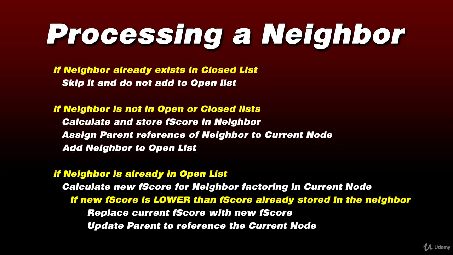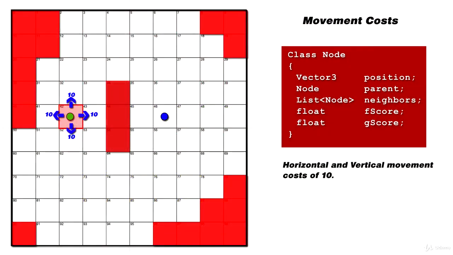Now, don't worry if you're feeling a little bit confused at this point and are having trouble seeing the big picture. We're going to step through this process every step of the way with diagrams. So at the end of this, you're going to have this nailed and everything is going to be cool. But what we need to talk about next is arguably the most important part of the process, and that's the calculation of the F-score. And we also need to talk about movement costs.